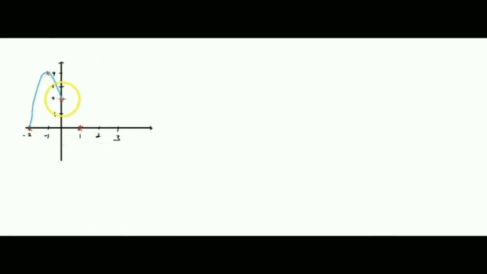Okay, then we'll go here and it will go up, because after the minimum it will increase, so you will get 1 here. You will go up, increasing.